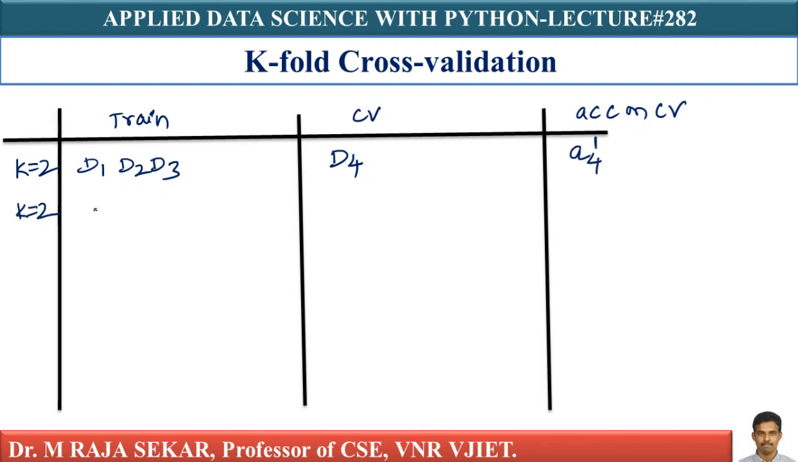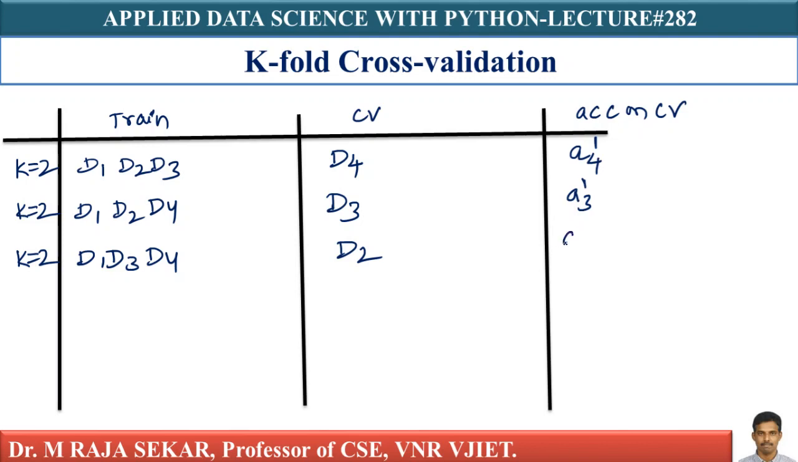Again I will take D1, D2, D4 as my training data, D3 as my cross validation data, and A3 dash is my accuracy. Again let me take training data as D1, D3, D4, and D2 as my cross validation data. I am calculating accuracy. I am taking D2, D3, D4 as my training data, D1 as my cross validation data. Let me assume A1 dash is my accuracy.